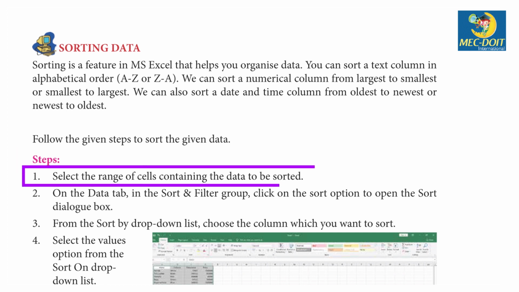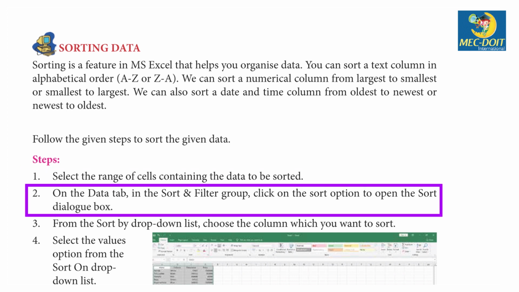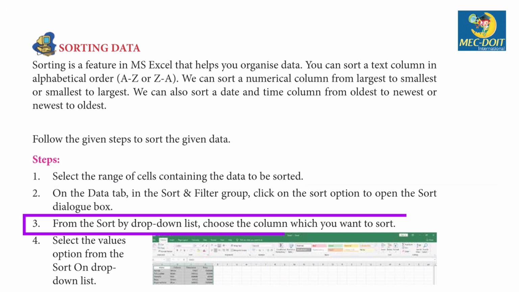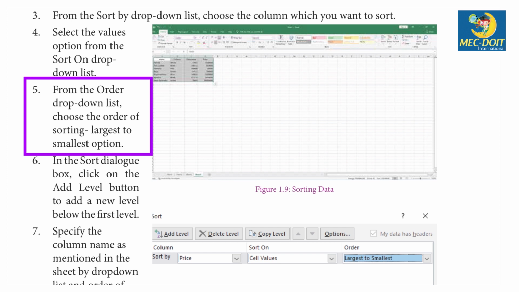Steps. 1. Select the range of cells containing the data to be sorted. 2. On the Data tab in the Sort and Filter group, click on the Sort option to open the Sort dialog box. 3. From the Sort by drop-down list, choose the column which you want to sort. 4. Select the Values option from the Sort on drop-down list. 5. From the Order drop-down list, choose the order of sorting, largest to smallest.